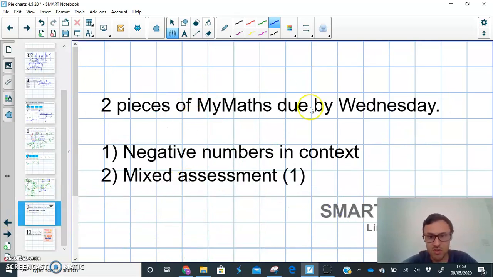So you've got 2 pieces of My Maths due by Wednesday. It's important you get them done, and if you have any outstanding ones to do, you need to do those as well. Negative numbers in context and mixed assessment number 1.